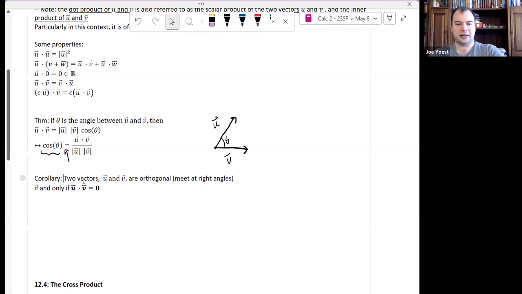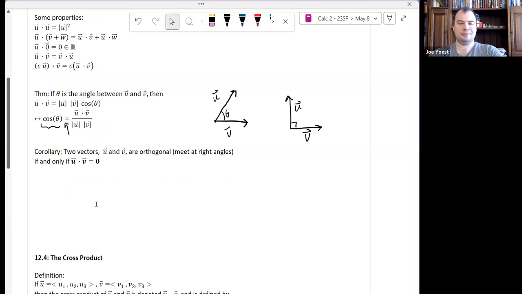And a corollary is that two vectors u and v are orthogonal, in other words, they meet at a right angle, if and only if their dot product is 0. Because that means the angle between them is 90 degrees or pi over 2, and the cosine of that is 0. So they're orthogonal if and only if their dot product is 0. Okay.